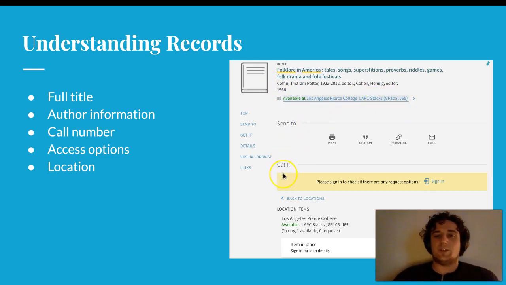First, we're going to talk about accessing the item. If you look down here, we'll see a little more information. We'll see that it's located at Los Angeles Pierce College, which for the case of this imagined research scenario is your college also. So it's available in the LA Pierce College stacks, which means it's on the shelf in the library. We see that there is 1 copy available, there are no requests on it, and that it should be in place. This means that we should have no trouble just walking into the library and finding the book on the shelf. The way that we find books on the shelf is we read their call numbers.